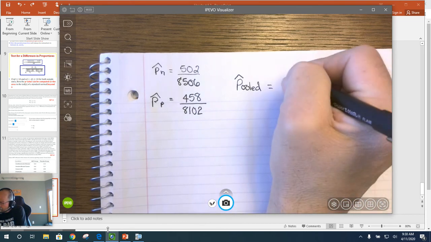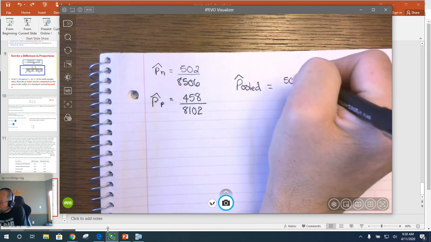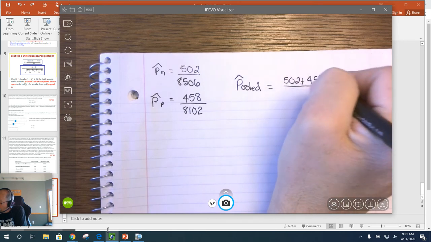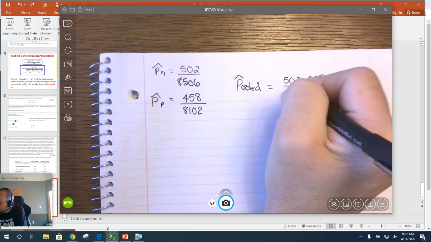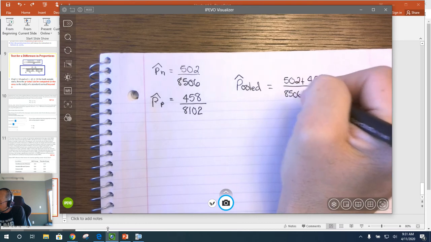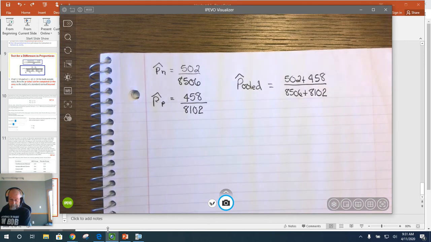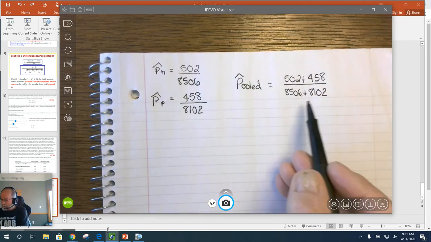And in my pooled, I'm going to take the 502, add it to the 458, and divide that by the sum of the 8506 and the 8102. Okay? So we're going to go get that value first.